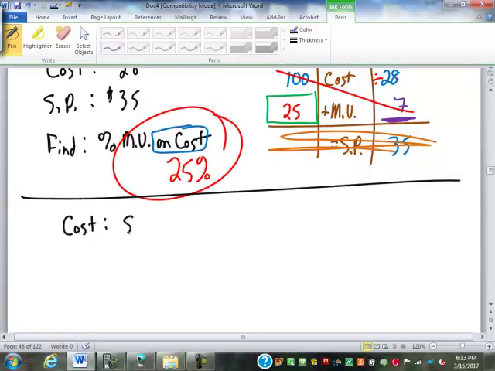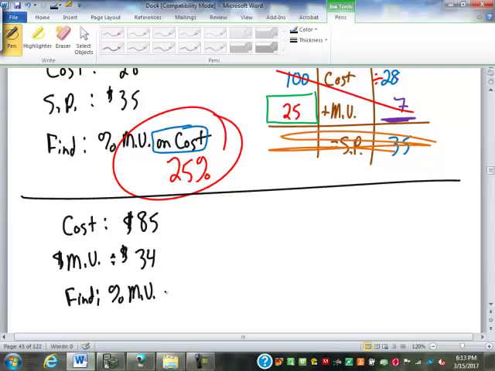Let's say we've got an item that costs us $85. The dollar amount of the markup is $34. Find percent markup on cost.